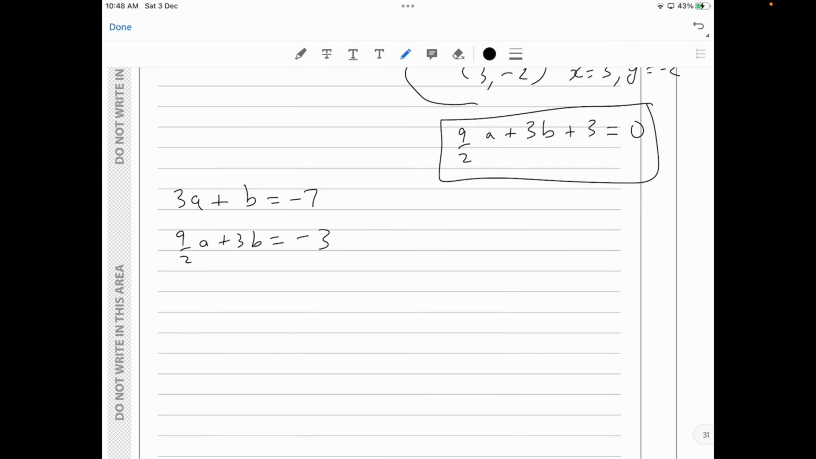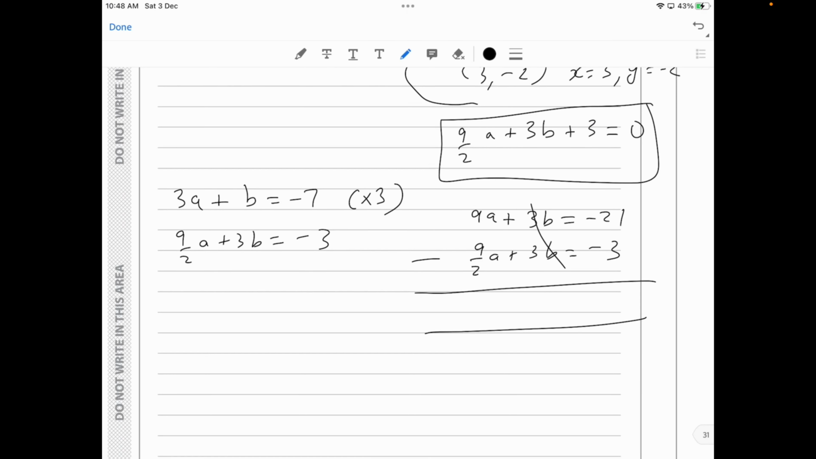And since we have to make these comparable to each other, we're going to multiply the top equation by 3. So it's going to give us a new equation of 9a plus 3b is equivalent to negative 21. And 9 by 2a plus 3b is equivalent to negative 3. This is going to be our elimination method technique. If you subtract this, you're going to cut out these b's. And you're going to have 9 by 2a is equivalent to negative 21 minus negative 3, which becomes negative 18. Indirectly, you're going to find the value of a to be negative 4. This is the value of a.